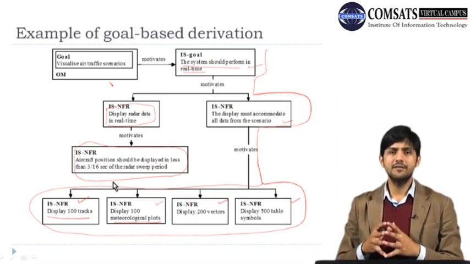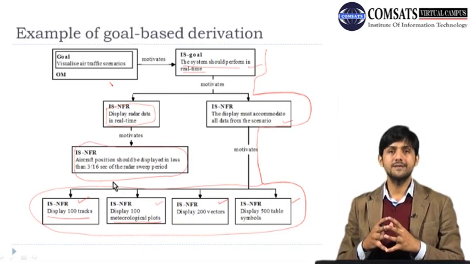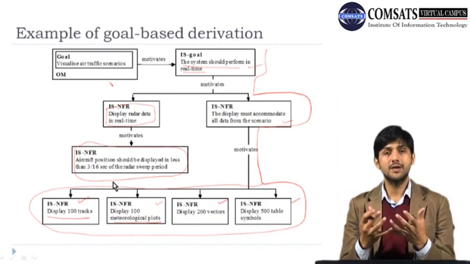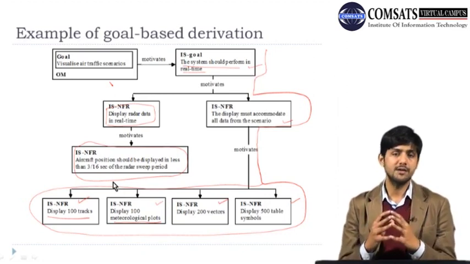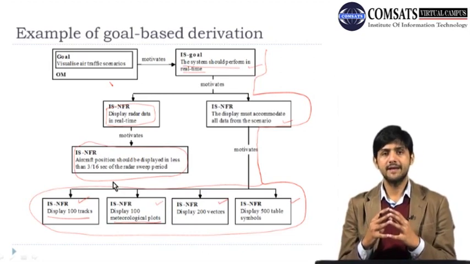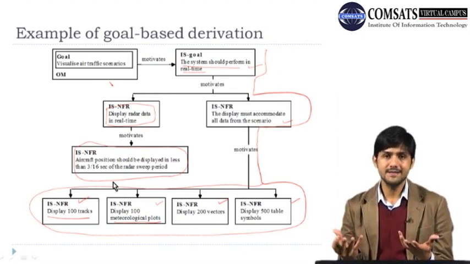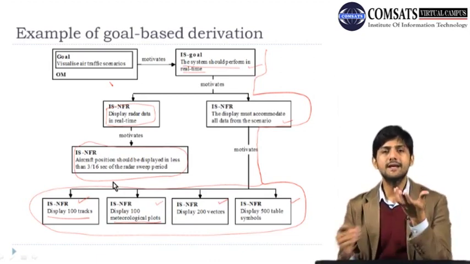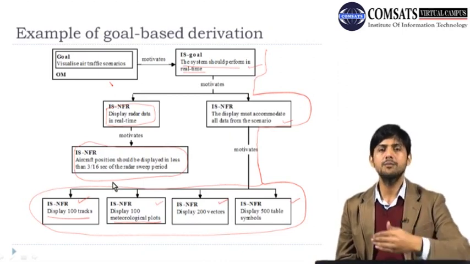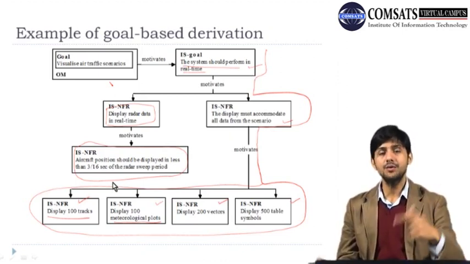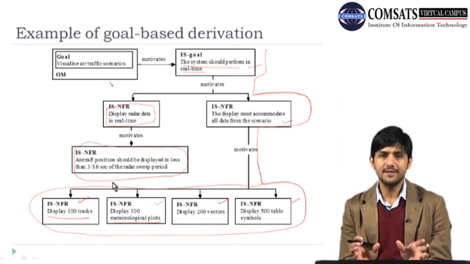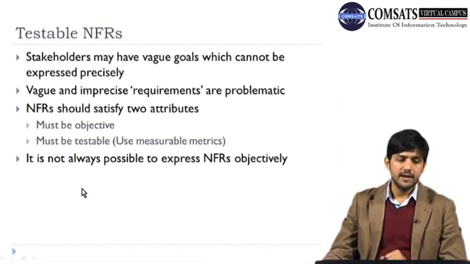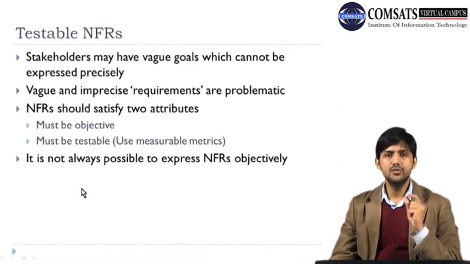Because you have not identified that one of the things he wanted was that the system should display real-time data, with what frequency he wanted the plane position updated, and what kind of information he wanted to visualize. So it is very important that you get rid of this vagueness from those statements. That is why we talked about this derivation, and we'll keep doing it until we are able to quantify these statements. Vague and imprecise requirements are problematic, and non-functional requirements should satisfy two attributes.